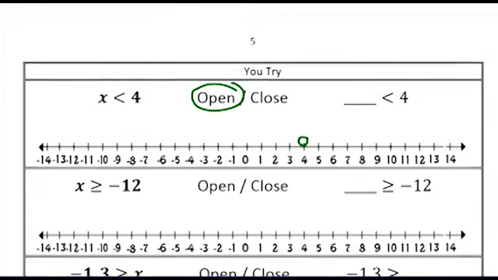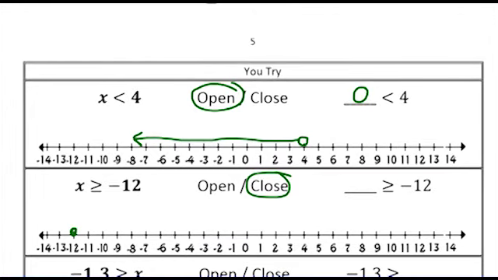X is greater than or equal to negative 12. That's going to be a closed circle at negative 12. I'm going to test negative 14. Is negative 14 greater than negative 12? No. So I point away from the negative 14. Point away from false statements. Point at true statements.